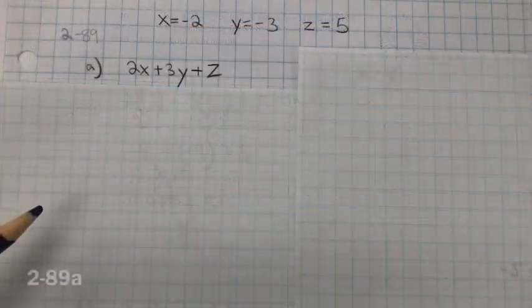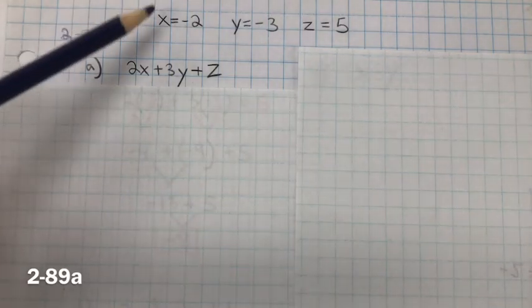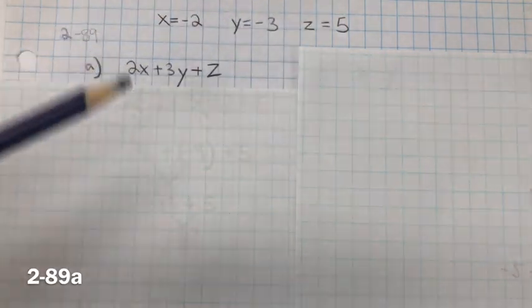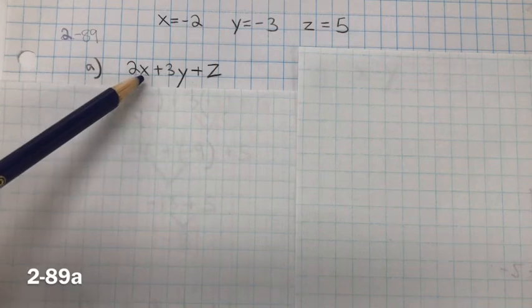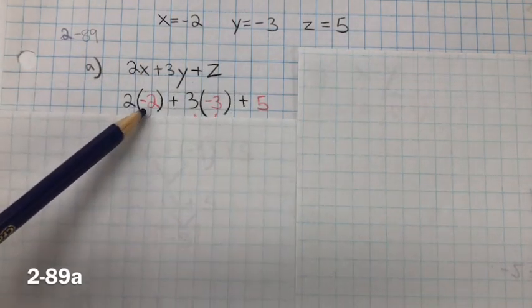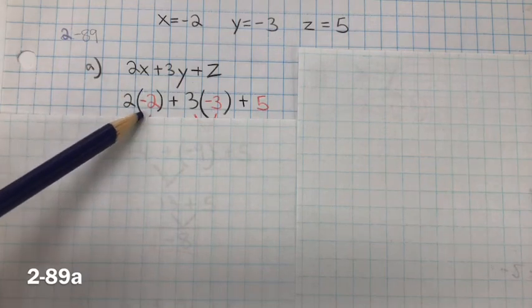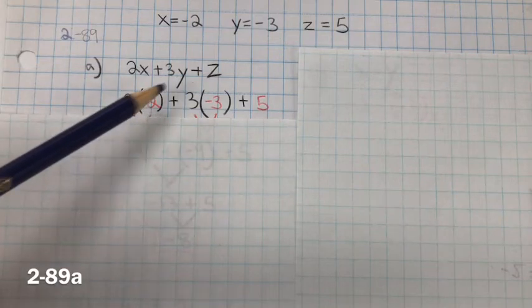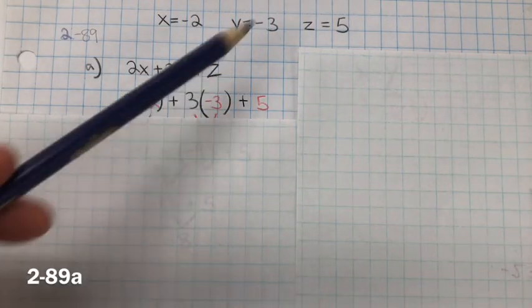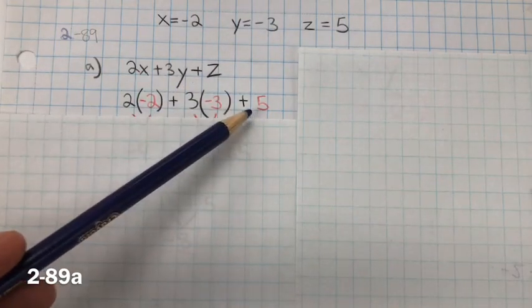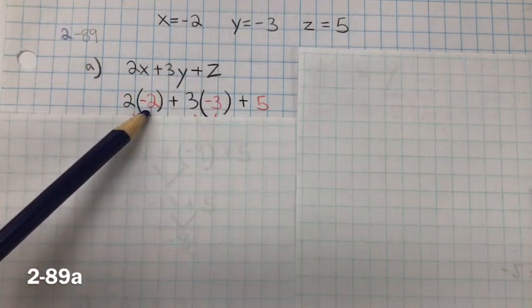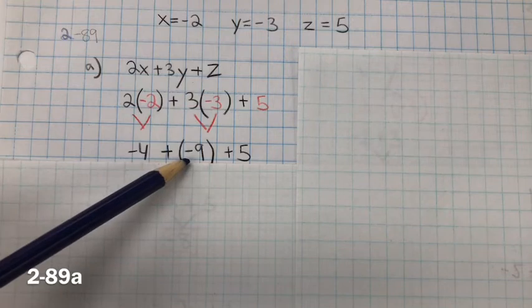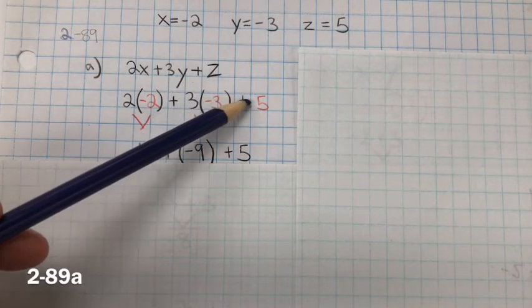For problem 289, I'm going to evaluate each expression for when x equals -2, y equals -3, and z equals 5. So 2 multiplied by x, well, x equals -2. When I'm evaluating, I put them in parentheses. So I have 2 multiplied by x, so it's 2 multiplied by -2. Y equals -3. And z equals 5. Now 2 multiplied by -2 is -4. 3 multiplied by -3 is -9. And 5.